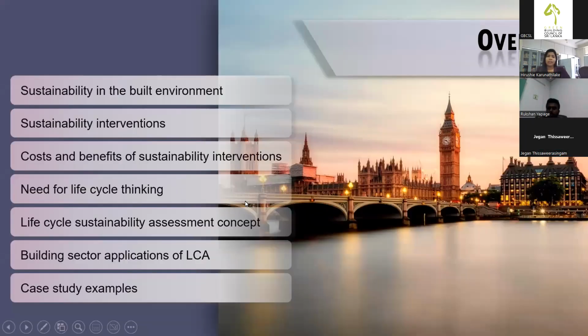Now, moving on, we will discuss sustainability in the built environment and the sustainability interventions that we use to reduce the impacts and improve the environmental performance and maybe economic and social aspects related to the built environment, and the costs and benefits of engaging in these interventions. And based on that, the need for life cycle thinking. Why do we need to apply life cycle thinking in the sustainability initiatives? And with that, I'll introduce the concept of life cycle sustainability assessment, building sector applications of life cycle assessment, and we'll go over some case study examples of some analysis we have done using life cycle assessment in various industrial applications.